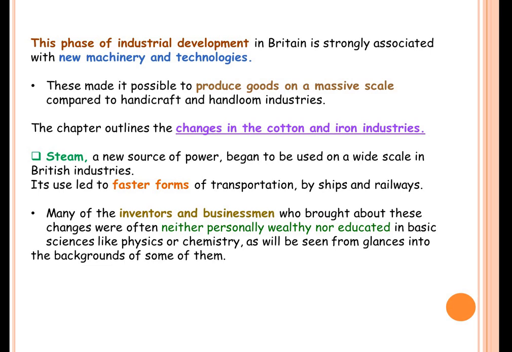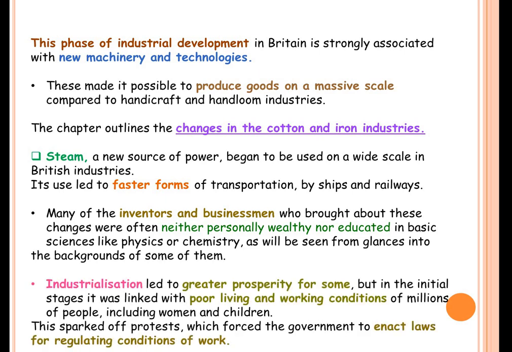Many of the inventors and businessmen who brought about these changes were often neither personally wealthy nor educated. They did not have access to education, and they did not have much background in sciences like physics or chemistry. So from a glance at the background of some of them, we can see that they were not very well equipped. Then how did they bring about these changes? That is a curiosity which this chapter arouses.